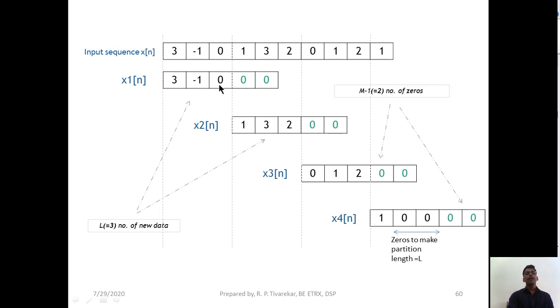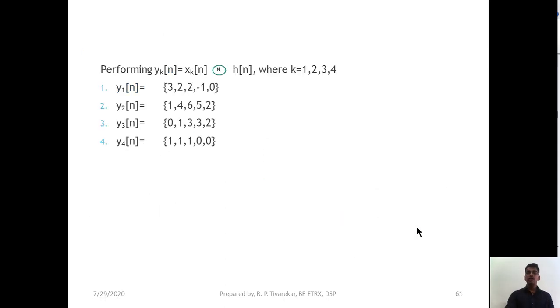At the end of each partition, we'll pad M-1 zeros to make its length equal to capital N. And now we have x1[n] of length 5 samples, x2[n] of length 5 samples, and so on. All of these sequences have 5 samples. We'll circularly convolve these with the impulse response h[n] to get the individual output blocks y1[n], y2[n], y3[n] and y4[n]. So these are the results after performing that circular convolution.